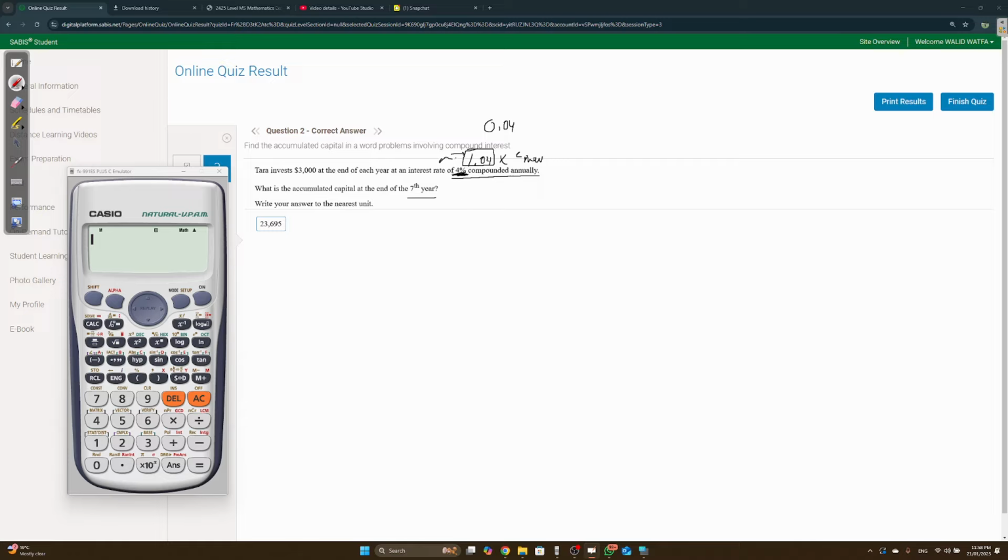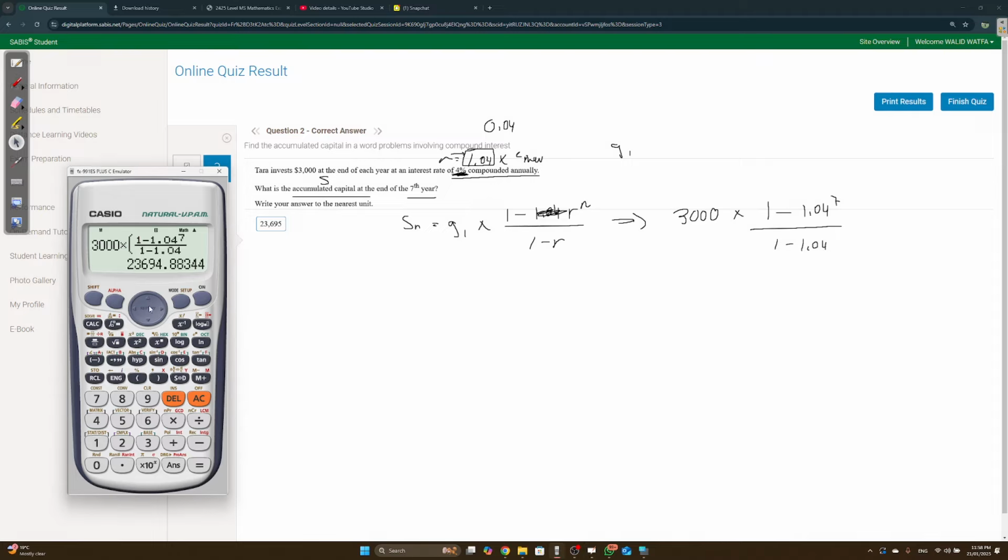So my r is 1.04, and I want to find the accumulated capital, so I want the sum. What's the sum of a geometric progression? It's g1 times 1 minus r to the power of n over 1 minus r, right? Let's do it. g1 is 3,000 times 1 minus 1.04 to the power of 7 over 1 minus 1.04. And you get 23,694.8. To the nearest unit, it's 95.